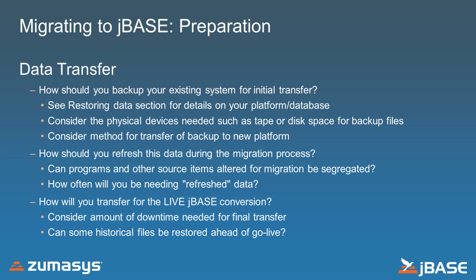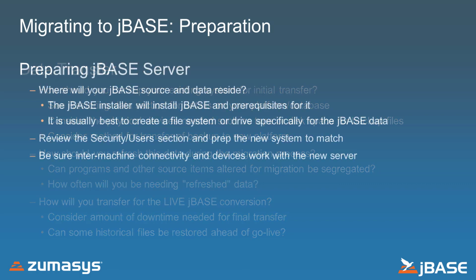At that point, you need to consider some new things, which is downtime. How long are you going to allow the transfer to your new machine? How could you possibly take historical files, move them off to the side, and not have to have them during your live? So you need to take those things into consideration. So there's actually 3 different types of transfers you're doing: your initial transfer, your refresh transfer, and your live transfer.